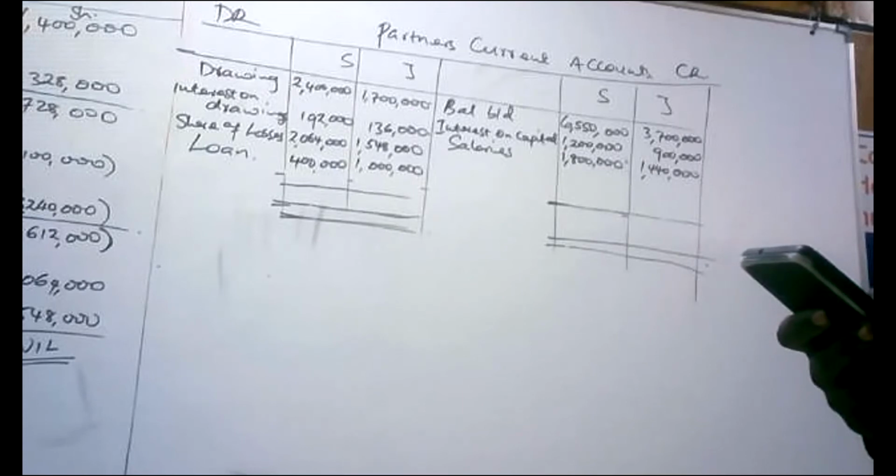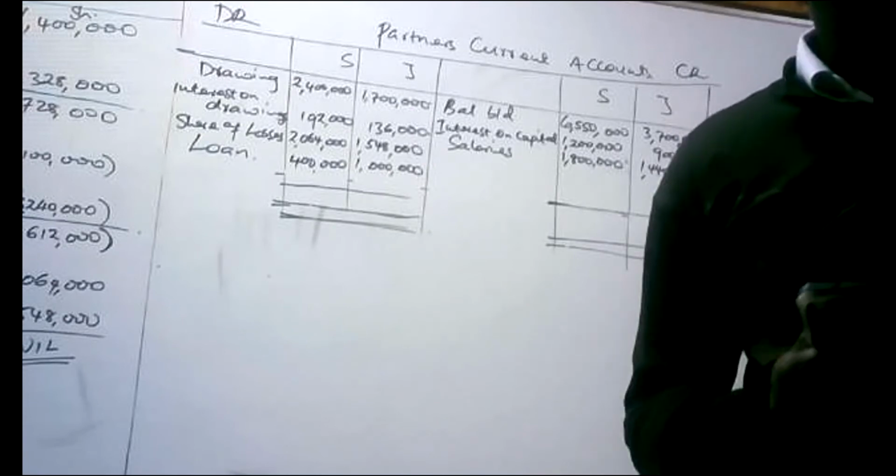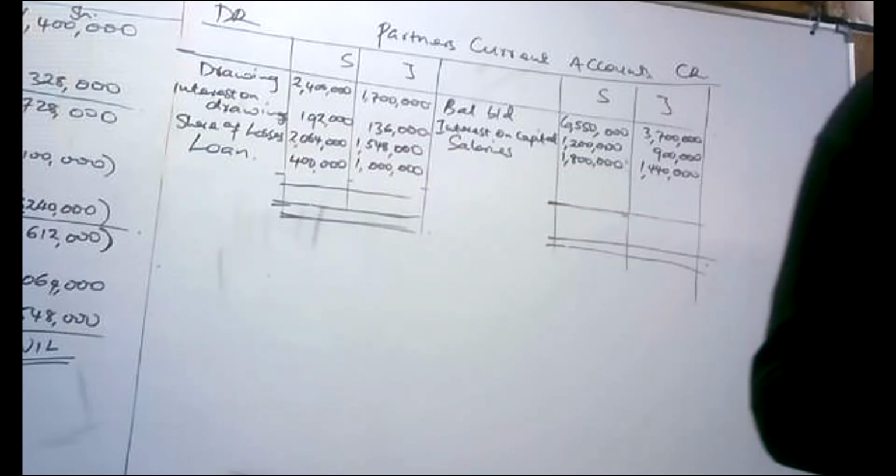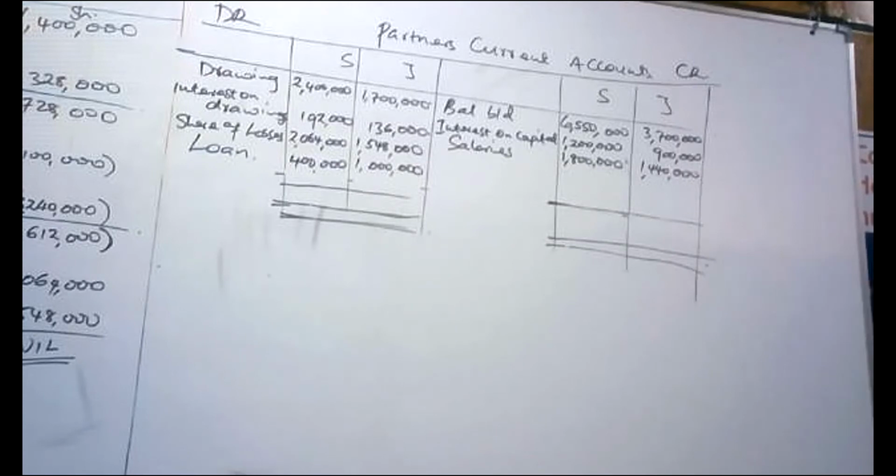Objectivity concept simply says that whenever the accountant is preparing the books of account, he should treat each item objectively. We should not make assumptions here. Everything should be considered objectively without any assumption or any kind of favoritism.